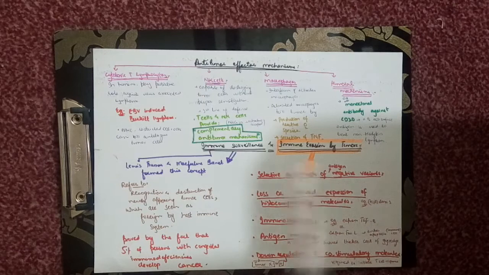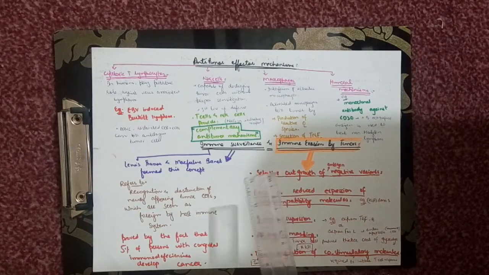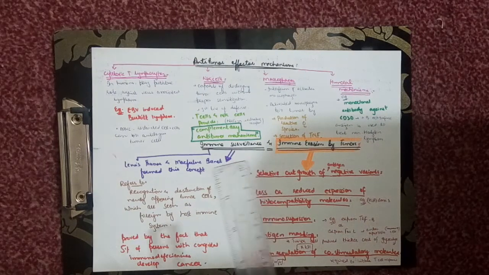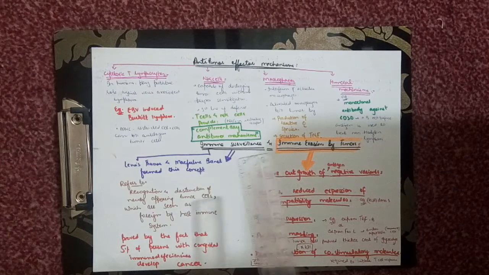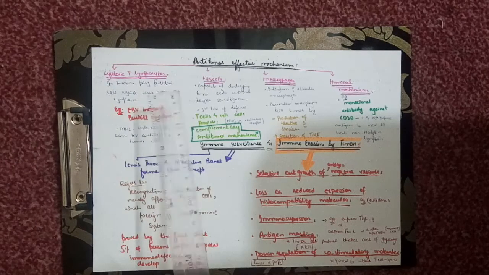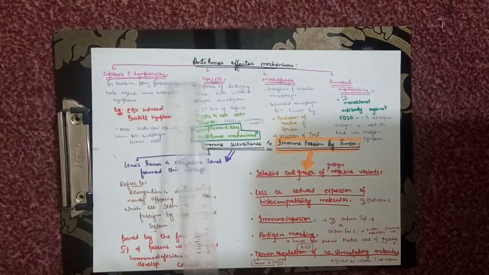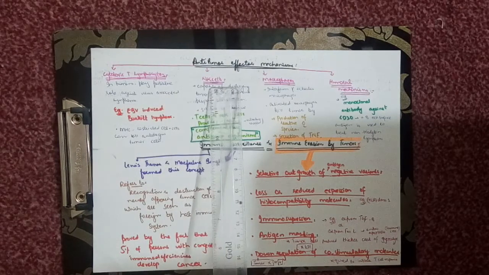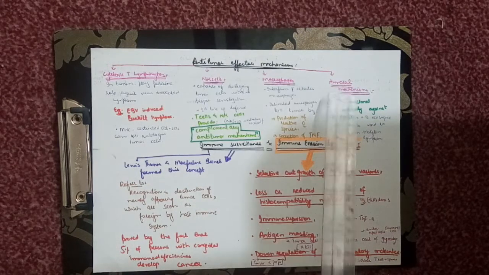Let's discuss anti-tumor effector mechanisms. Generally, cell-mediated immunity is the dominant anti-tumor mechanism in vivo. Different cells show different responses. For example, cytotoxic T lymphocytes are there, natural killer cells are there, macrophages are there, and humoral mechanisms are there.